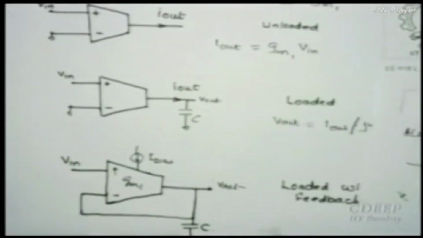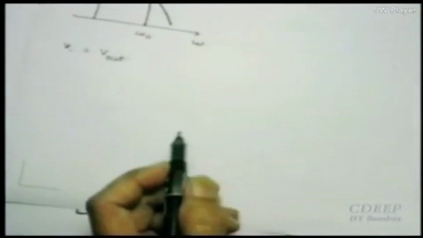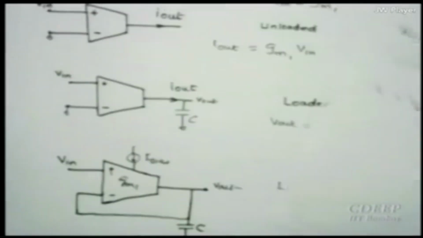We also see one thing for this figure. What is I out essentially? I out essentially is GM times V plus minus V minus, or GM1 times V in minus V minus, which is V out. Is that okay? I just replace V minus by V out because that's the connection I made.